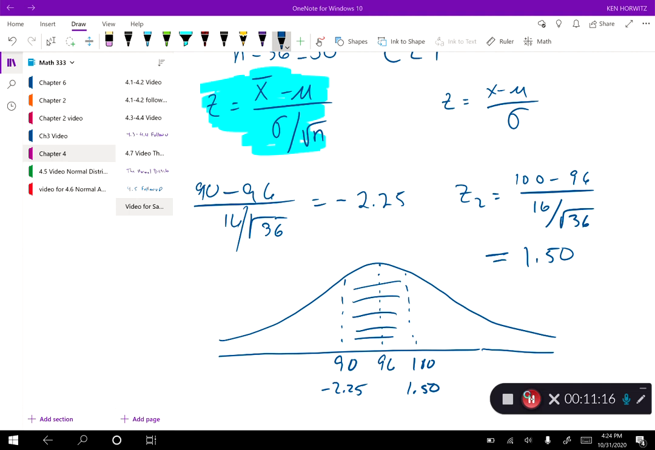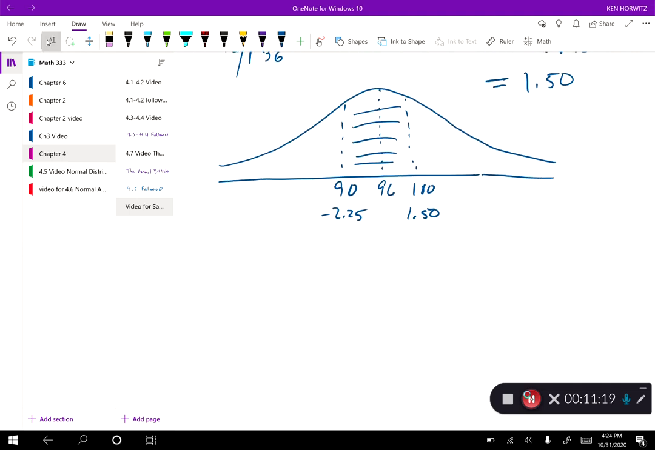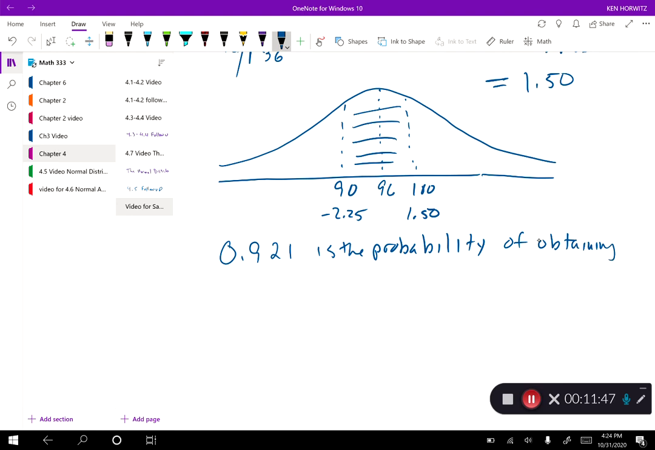All right, so hopefully you looked up your areas on the chart. You're going to get your area for 1.50. You're going to subtract off your area for negative 2.25. I got an area of 0.921. So that is the probability of obtaining a sample mean between 90 and 100 months.